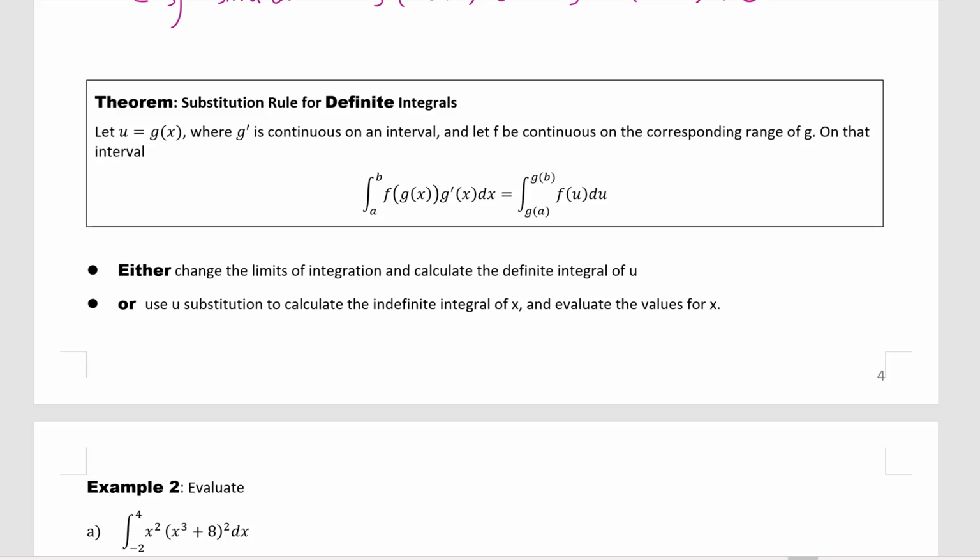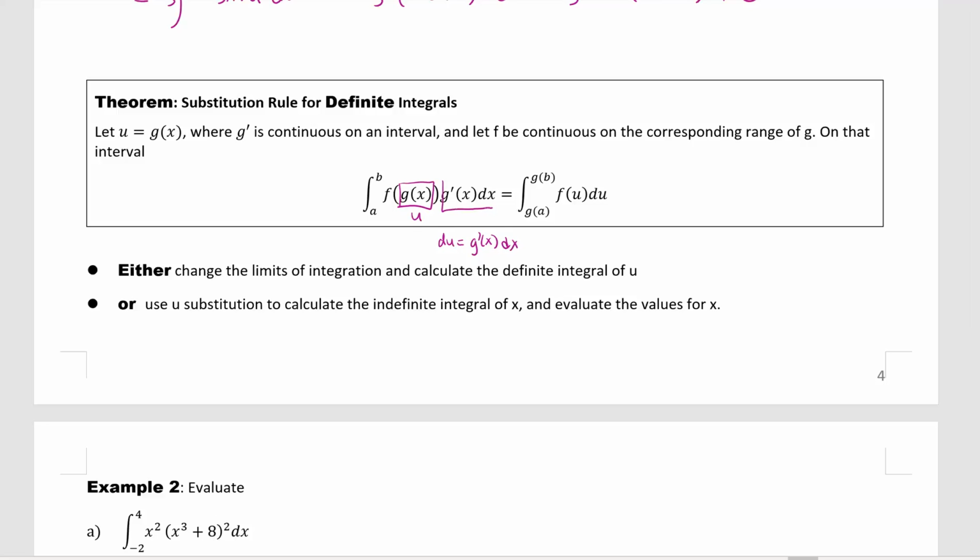Hi everyone, let's continue. Last time we talked about substitution and we worked on problems on indefinite integrals. Today, let's continue with definite integrals. We let u be the inner function, where g prime is continuous on an interval and let f be a continuous function on the corresponding range of g. So here we let u be the inner function, and then du is g prime of x dx.